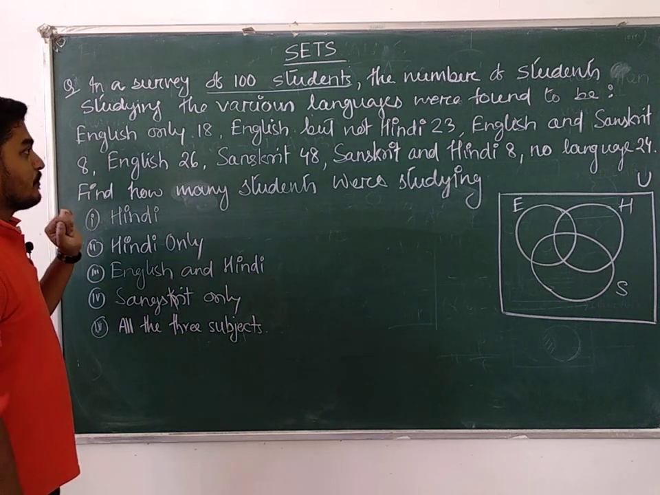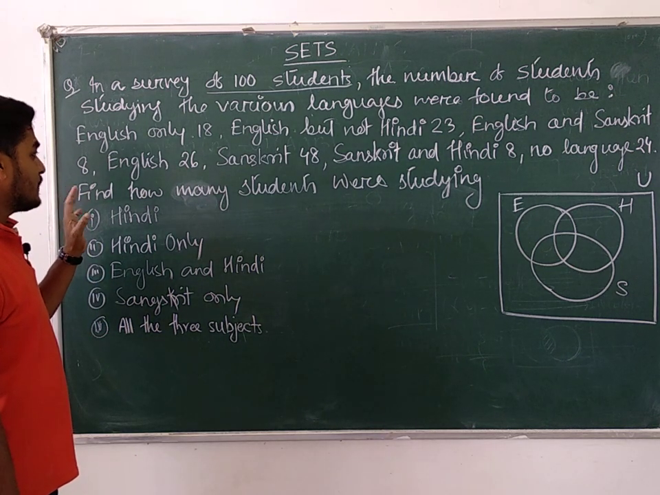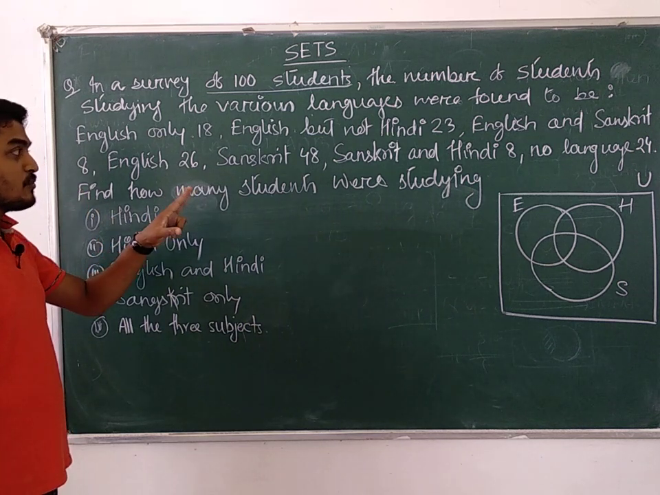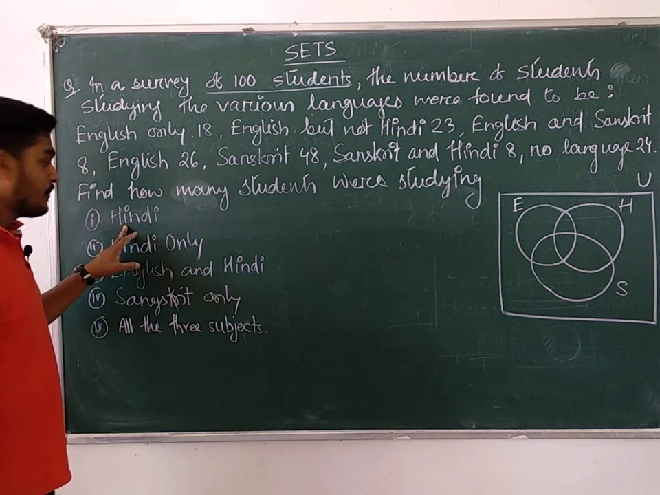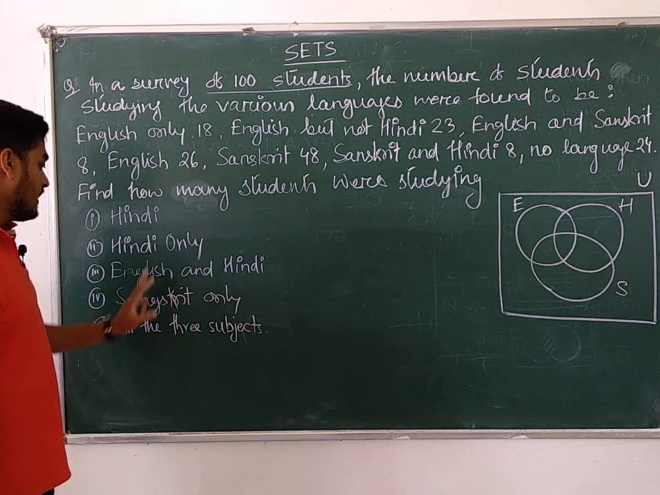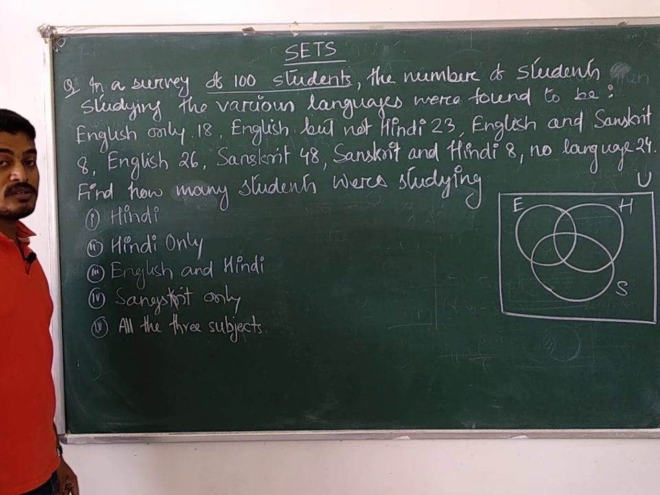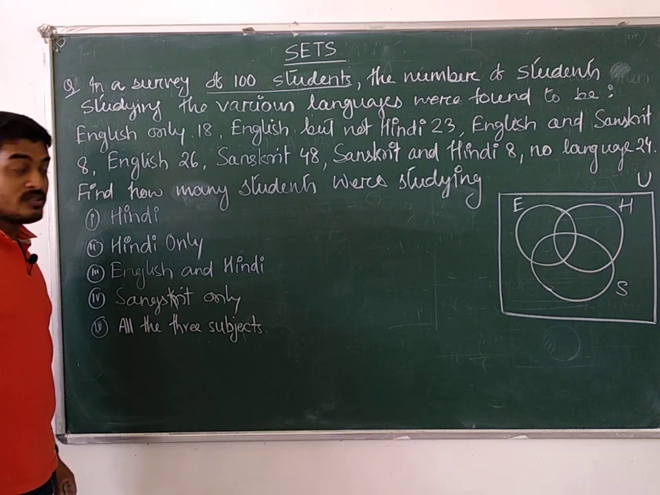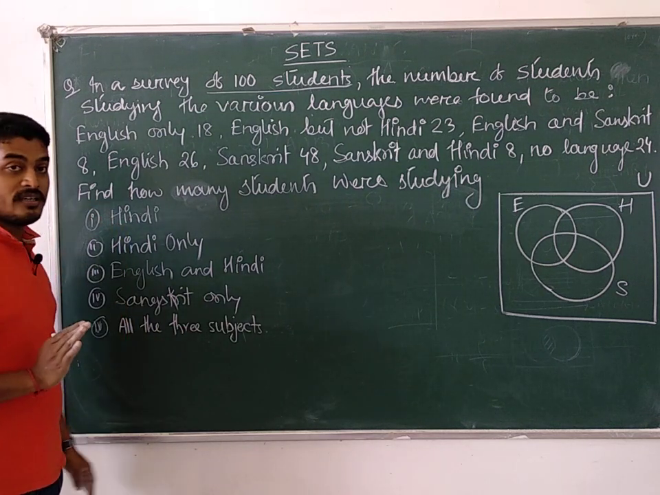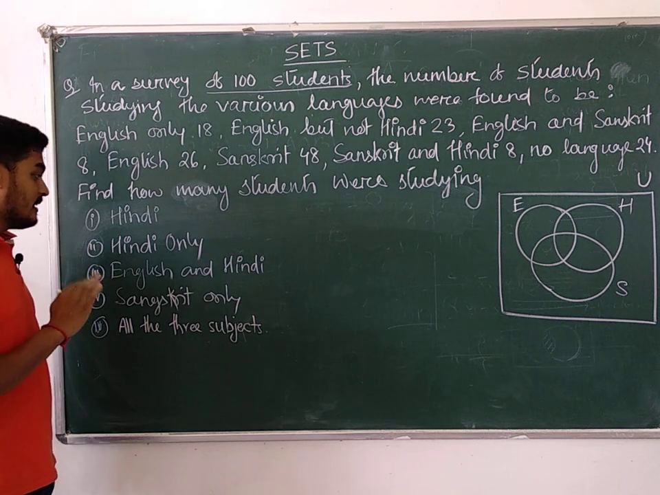But listen, here few specific things to find: how many students were studying Hindi only, English and Hindi, Sanskrit only, all the three subjects. You have to find out how many students out of 100 are there which know only Hindi. Next, only Hindi, English and Hindi like that.